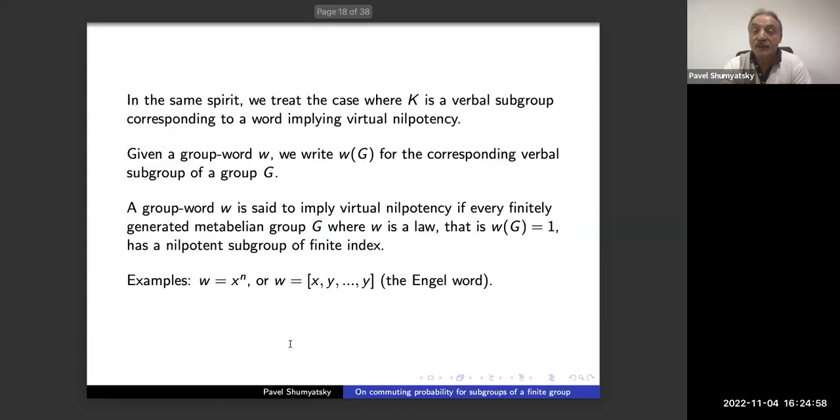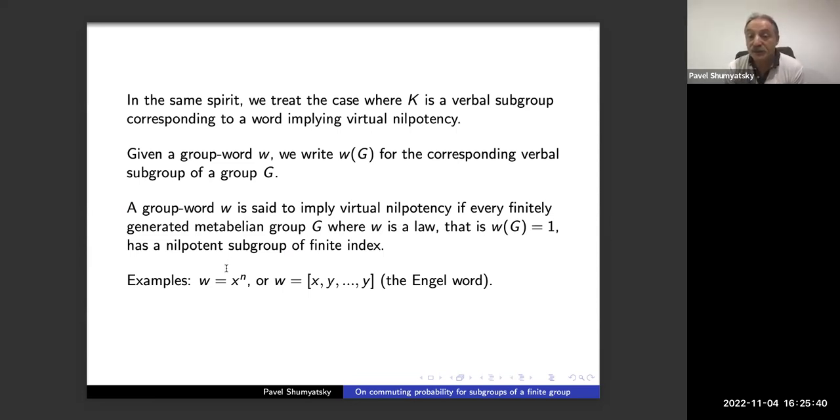Okay. And in the same spirit, we treat the case where K is a verbal subgroup corresponding to a word implying virtual nilpotency. So if W is a group word, we write W of G for the corresponding verbal subgroup of G, that is a subgroup generated by all W values in G. And the group word is said to imply virtual nilpotency if every finitely generated metabelian group G where W is a law, being a law means that the corresponding verbal subgroup is trivial, has a nilpotent subgroup of finite index.